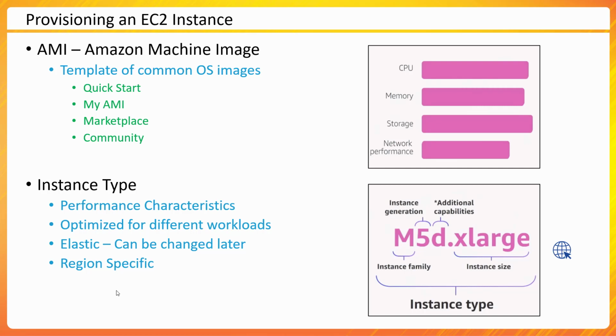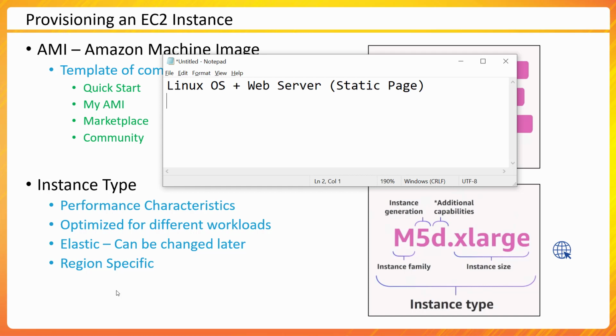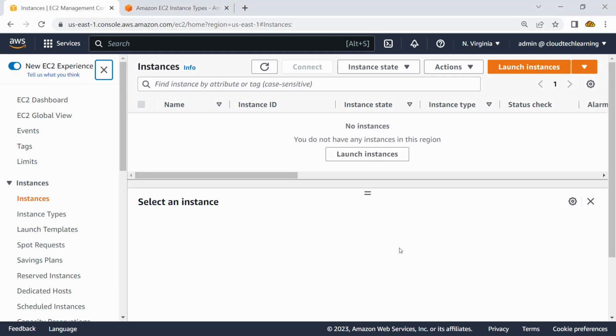So let's get started and complete what we have left into the previous chapter. We will launch an instance, and through that instance we would have a Linux-based operating system and a web server running. So I would go back to console and start the process again. So I'm going to launch an instance.